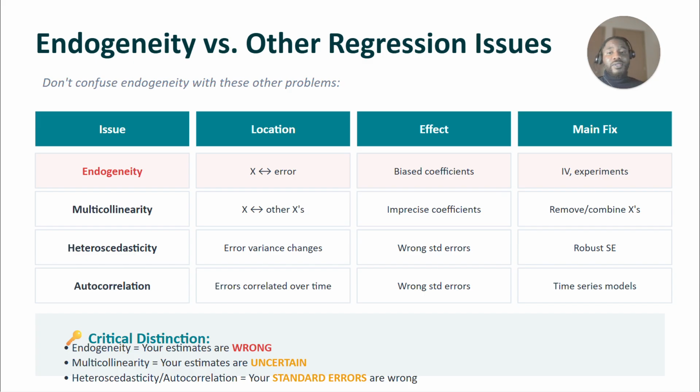Here's a critical distinction you need to remember. Endogeneity means estimates are wrong, they are biased. Multicollinearity means your estimates are uncertain. They might be right, but you can't tell. Heteroscedasticity and autocorrelation mean your confidence intervals and p-values are wrong, but your coefficient might still be okay.